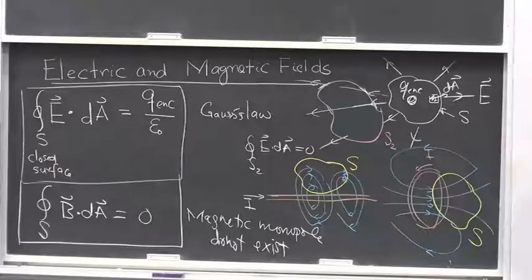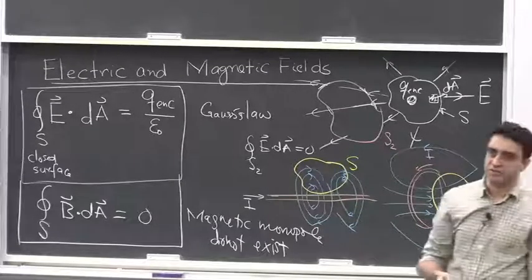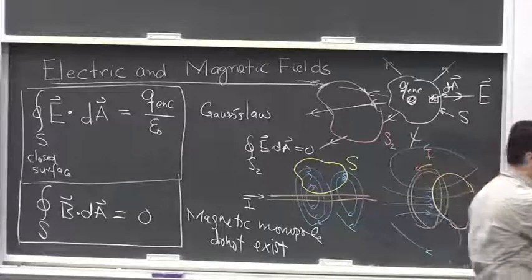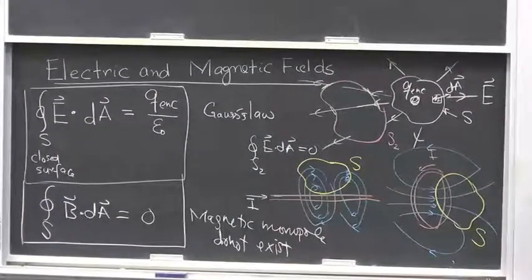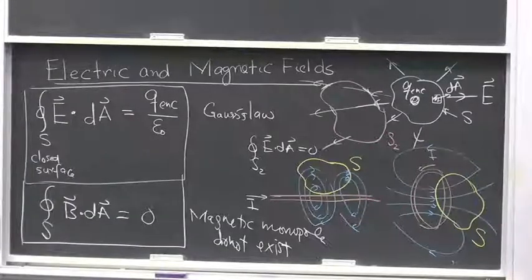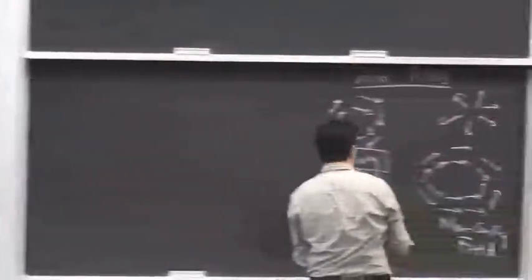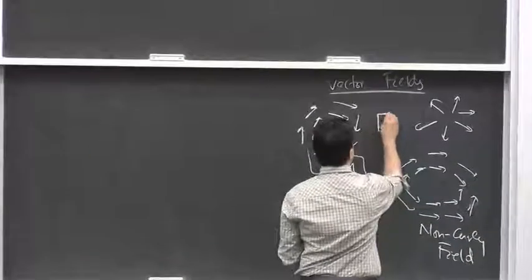If you add up all those fields, you would end up having zero field. So that's a non-curly field. That's a non-curly field as well. So what are the properties of a non-curly field and a curly field? Let's say these fields which I have drawn here are field F.